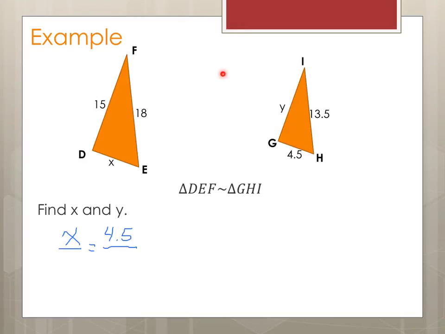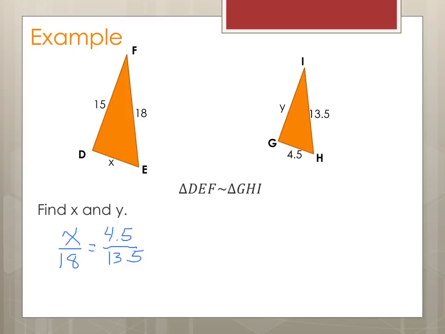So we're not going to choose 15 and y, because then we'd introduce a second variable into this that we can't solve for. So we're going to pick two corresponding similar sides that have known values, so the 18 and the 13.5 over here. So 18 is on the left triangle, the 13.5 is on the right triangle, and we're good to go. We've got a proportion set up, corresponding sides line up across, left triangle sides here, right triangle sides here. Now we can start solving.